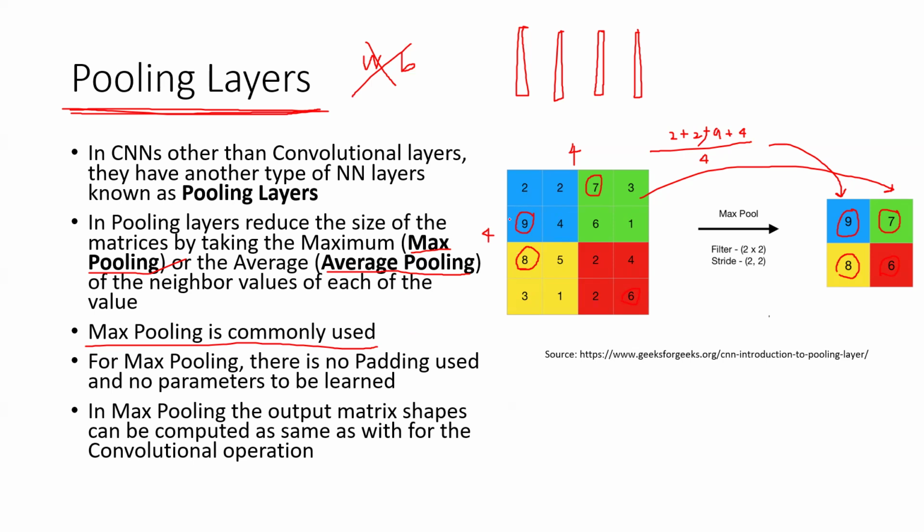So all the other values are not relevant. Taking only the large value, or the maximum value, is sufficient to represent this pool, right? That is why max pooling is used in most cases.